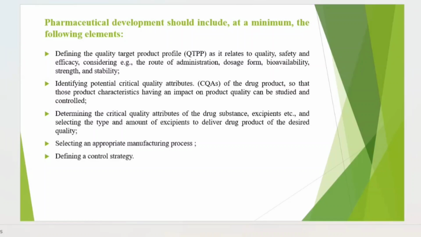First, we need to set a QTPP. Second, we need to identify the CQA of the drug product. Then we need to identify the CQA of drug substance and excipients. Then next, we need to develop a manufacturing process. Then we need to develop a control strategy. So in this way, these are the elements.